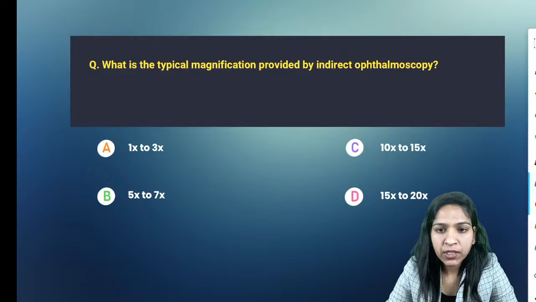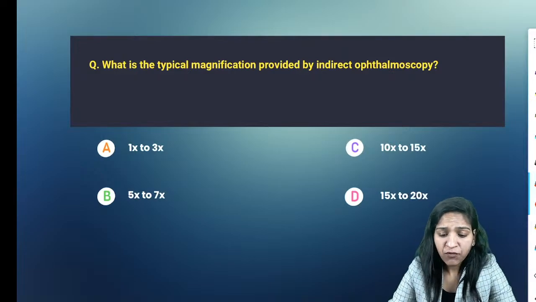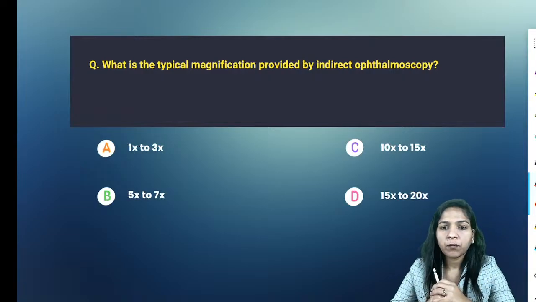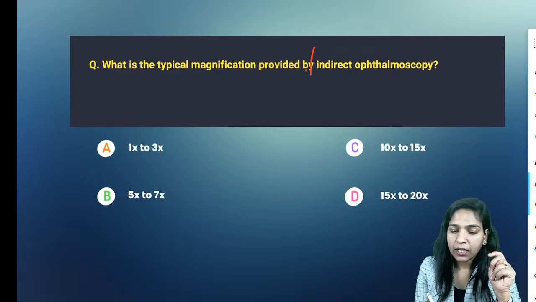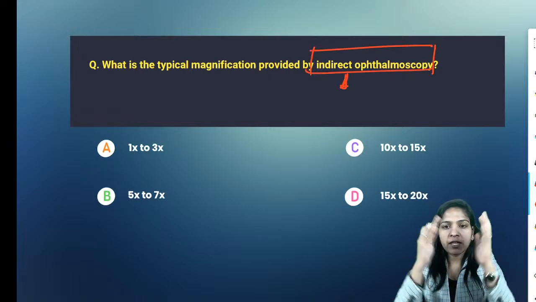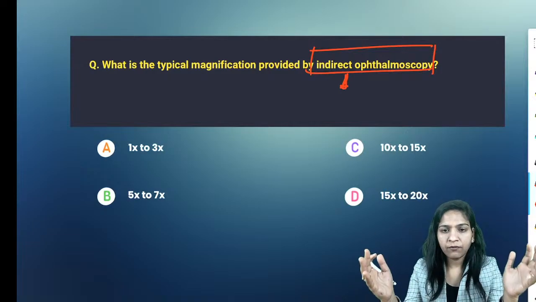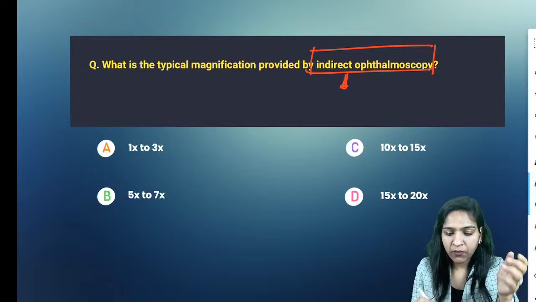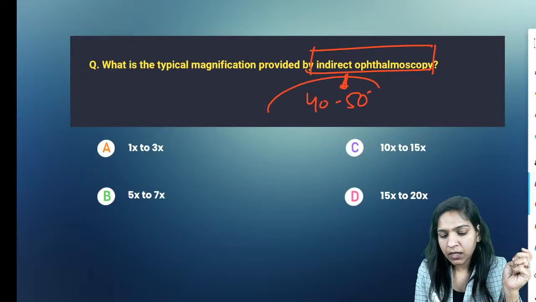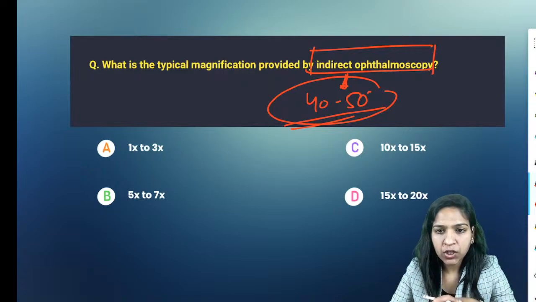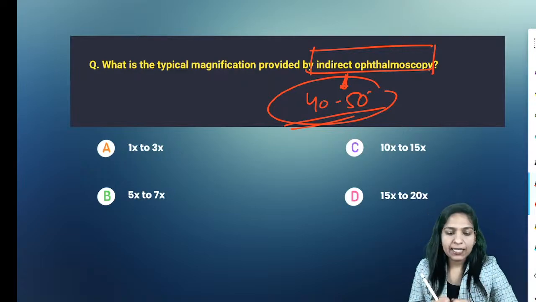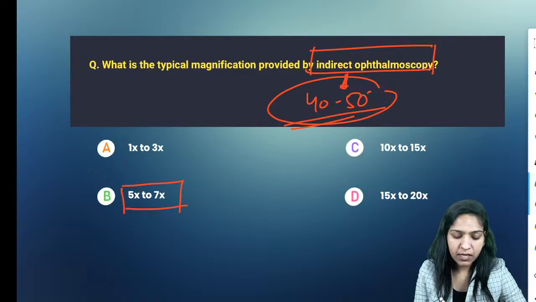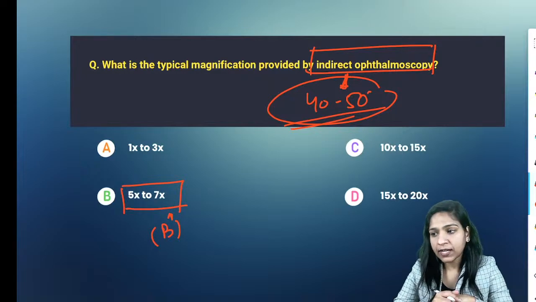Now the next question was: what is the typical magnification provided by indirect ophthalmoscopy? You all know that indirect ophthalmoscopy provides a wider view of the retina. The wider the view, the lesser the magnification. It provides about 40 to 50 degrees of visualization of the retina, so the magnification will be a little lesser. The right answer is 5x to 7x, so B is the correct option.